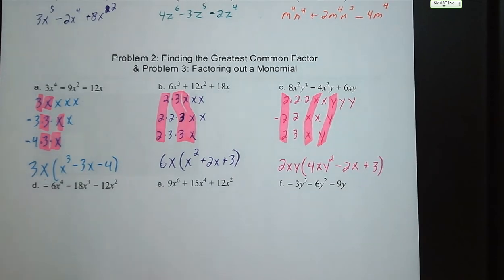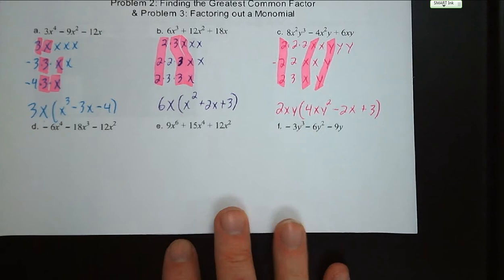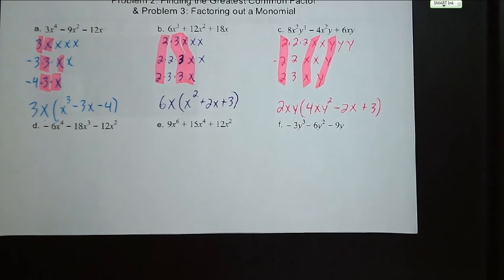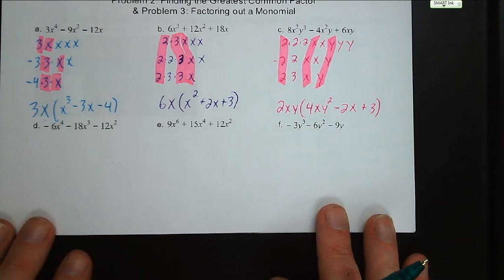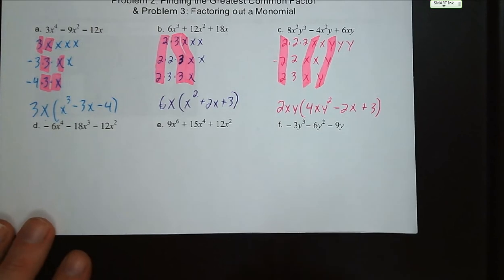Okay. And again, you can check your work by using the distributive property and distributing these monomials to each of the terms, and you'll get what you started with. All right, letters D, E, and F, try them on your own, and then come back and check the answers.